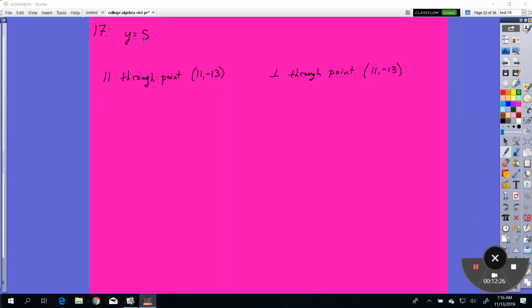And the last problem says, given a line y equals 5, what's the line that's parallel through that point? Well, if it's parallel and it's y equals, it's going to be a y equals. And it's just the y coordinate, -13.